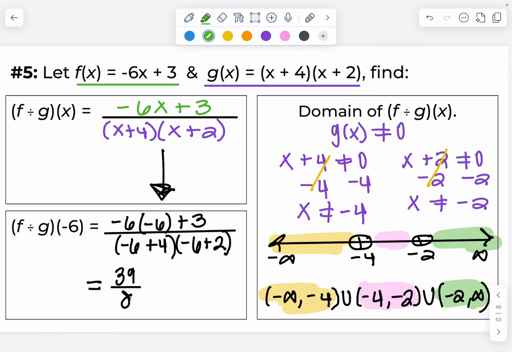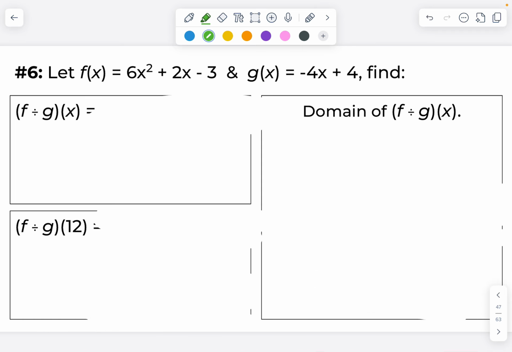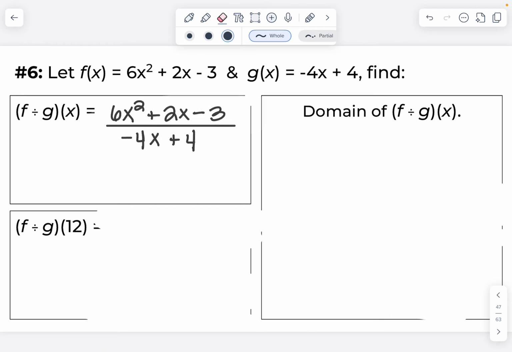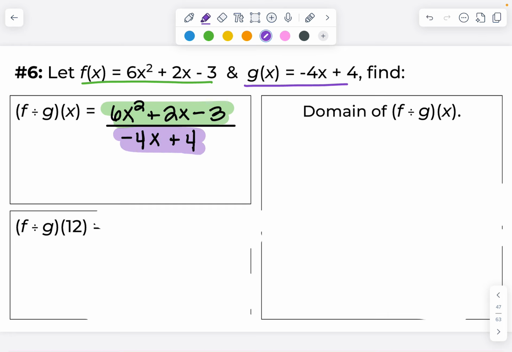I'm going to have you guys practice one fully on your own now. You're going to find f divided by g of x, f divided by g of 12, and then I want you to find the domain. So start with finding f divided by g of x. For this one, we get 6x squared plus 2x minus 3 over negative 4x plus 4. I took this first equation divided by the second equation, and I just filled these in. So that is f divided by g.